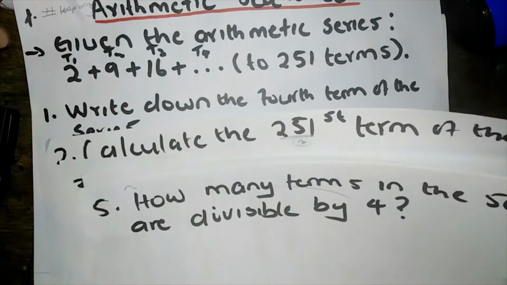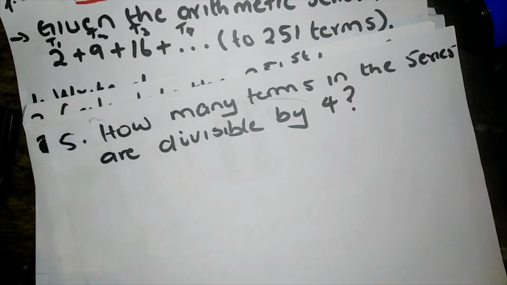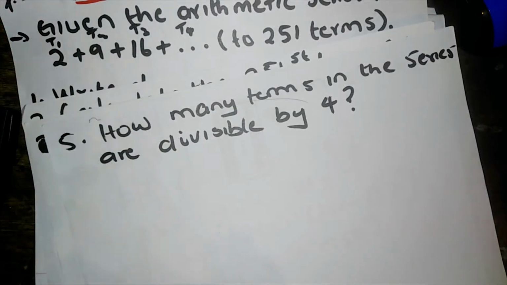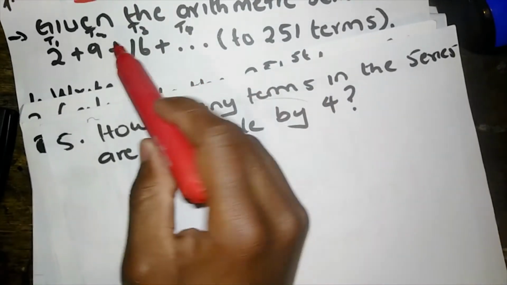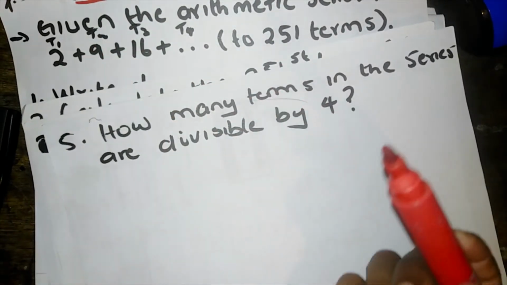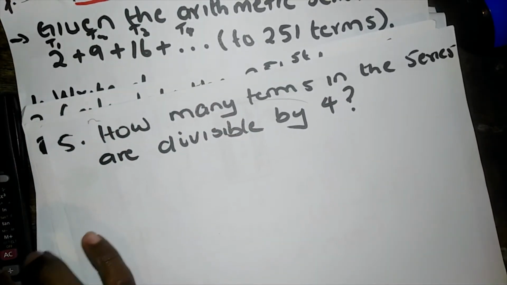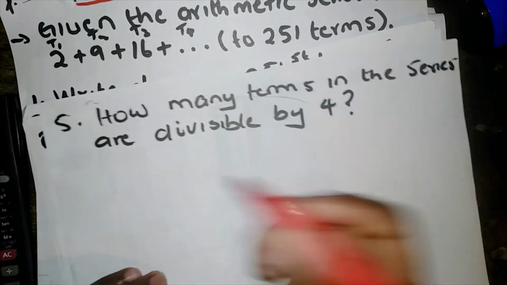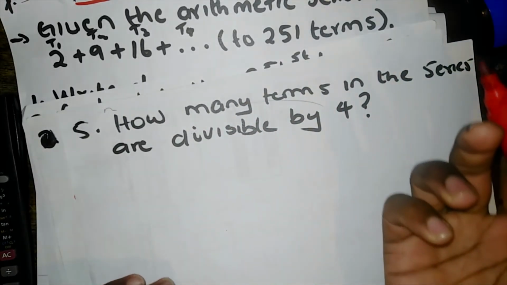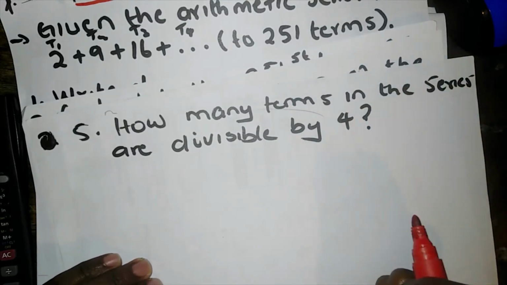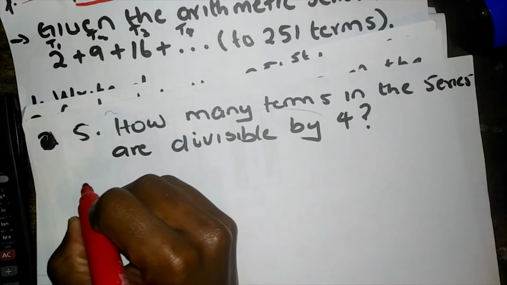Simple. Go to your question. Let's check. If you say 2 divided by 4, no, you get a fraction. If you say 9 divided by 4, no. But if you say 16 divided by 4, then it's 4, right? So let's check other values. As long as it is divided by 4, and we get a whole number.